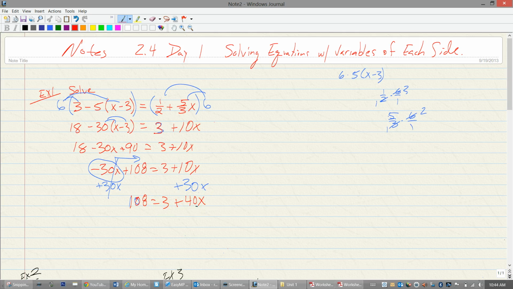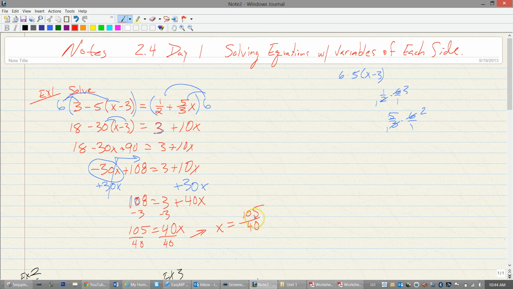Okay, 3 plus 40x. Now it turns into a problem like we've done before. We're going to subtract 3. Minus 3. 105 equals 40x. Okay, and if you take x by itself, you divide by 40. So then we're left with x equals 105 over 40.